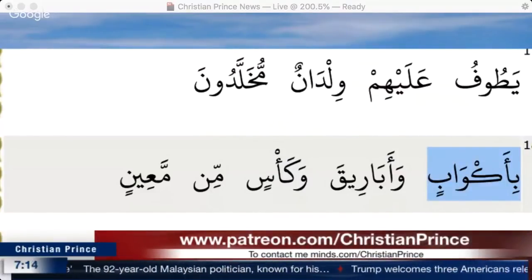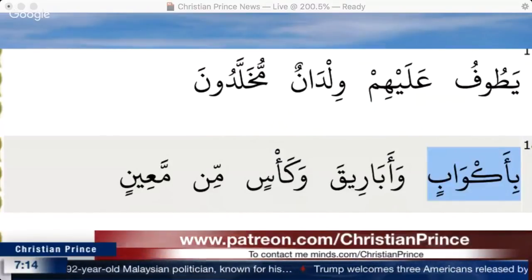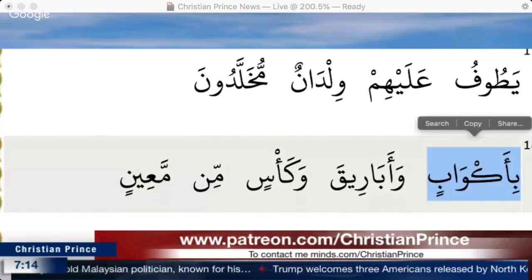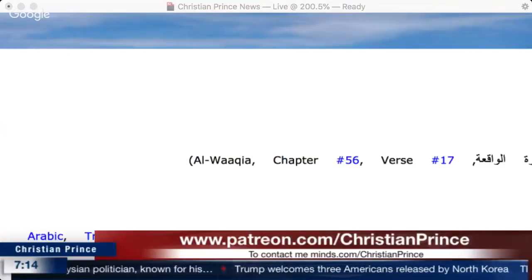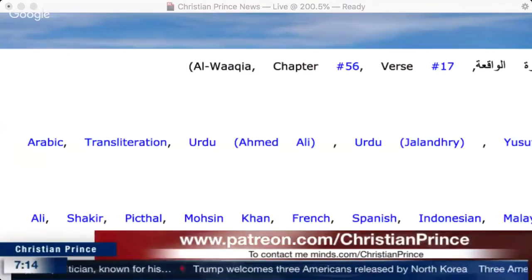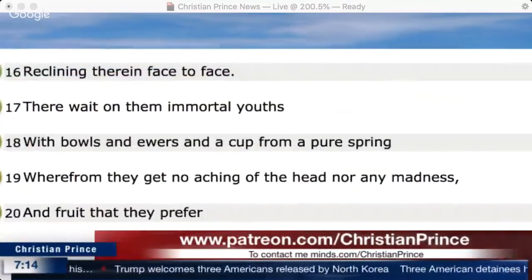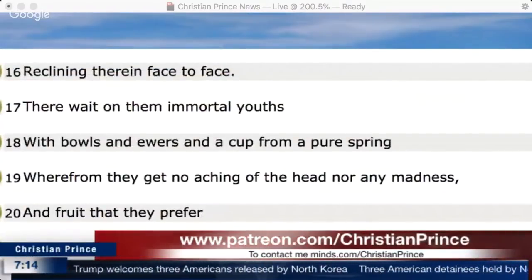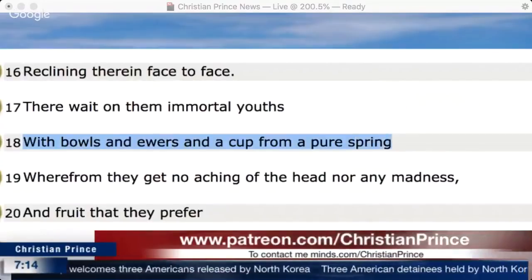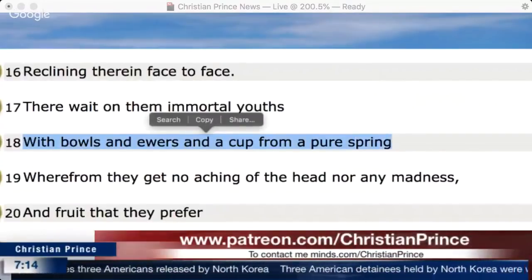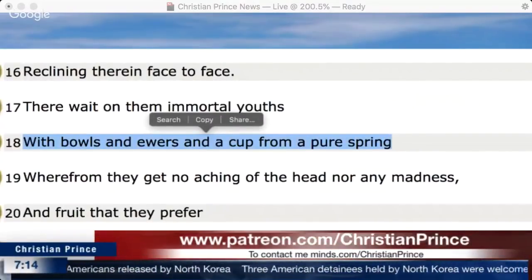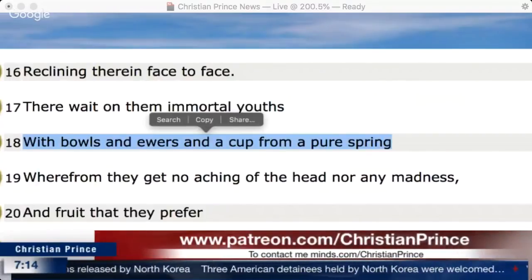But what do they do when they go around you? They're just around you. No, read verse number 18, you will see what they are doing. Pitchers and a cup from a flowing stream. Yeah, they're just around you with glasses. But they are serving you, they are giving you things. So those are going around you.